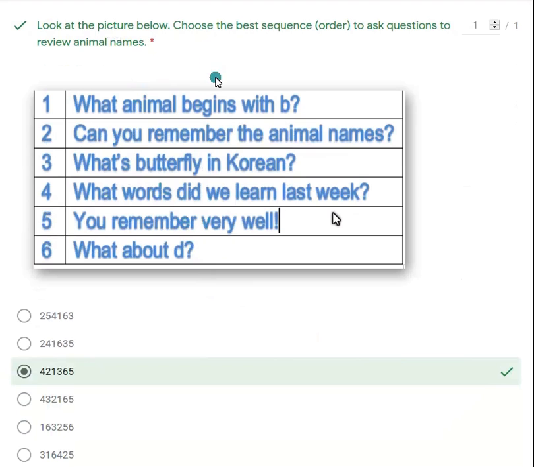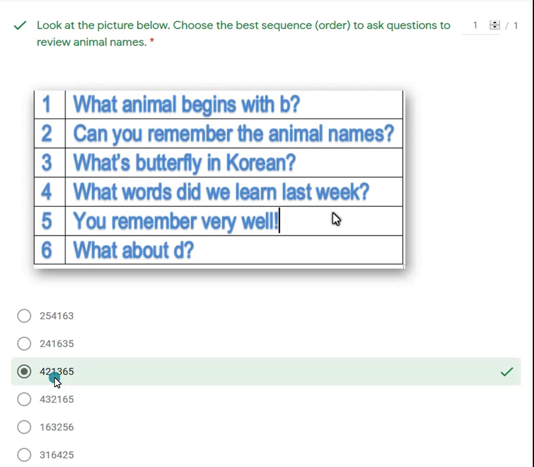Right, and most of you got this one right. So you're starting with some general and you're focusing each question after that to follow. So what words did we learn last week? Can you remember the animal names? So students are like animals, right? Can you remember the animal names? And they give you some. What animal begins with B?